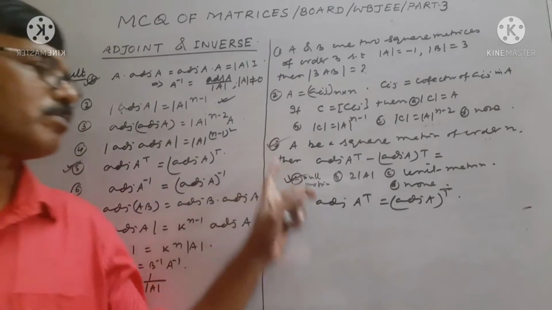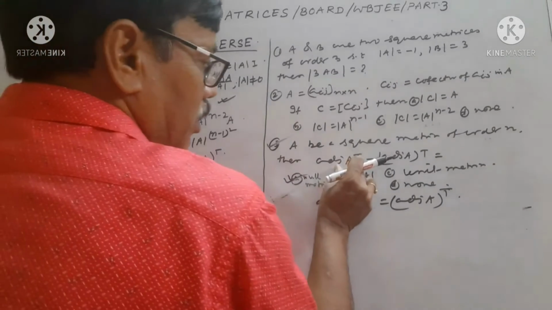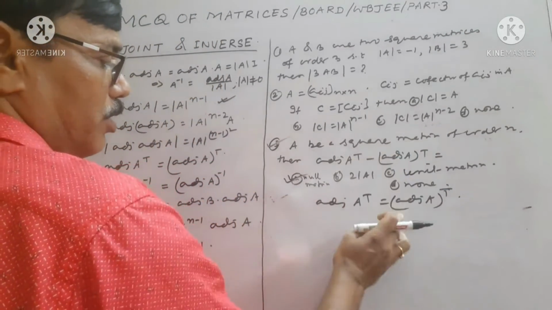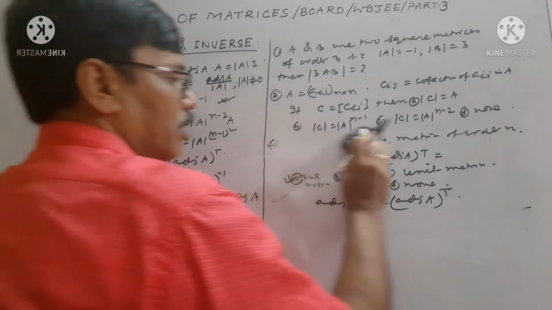So from the definition, adjoint of A transpose and adjoint of A, whole transpose are equal. So what is the value? The difference is 0. That is, a null matrix.